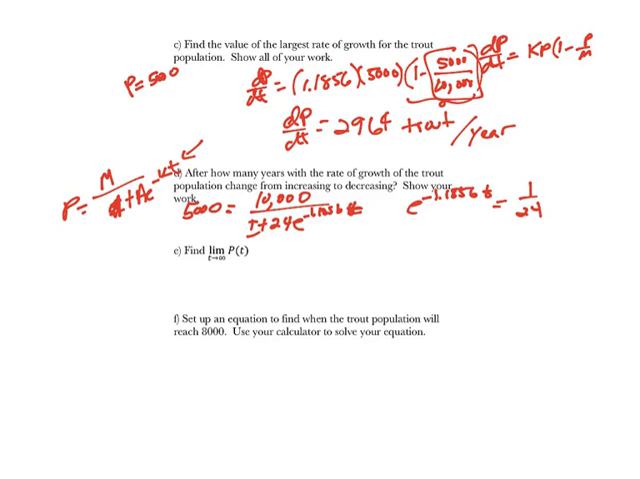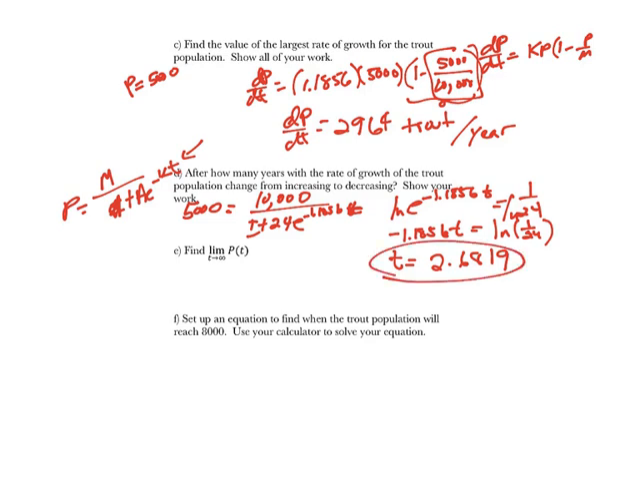Now I take the natural log of both sides. So I get negative 1.1856 t equals the natural log of 1 over 24. So we end up with t equals 2.6819. So after how many years, so when is the point of inflection is actually what that's asking me. And that would be at 2.6819 years. Okay?